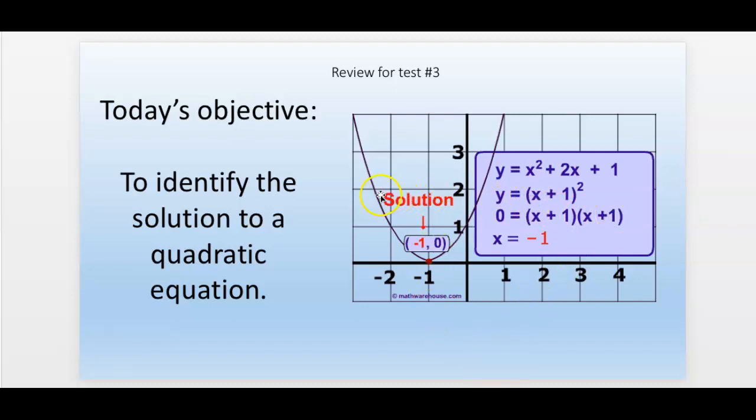Look at this one right here. It has only one solution. It just comes down and touches the x-axis in one place. Because it's a perfect square, x plus 1 squared. Okay, it has one solution, x equals -1. Because again, x plus 1 or x plus 1, it's the same thing. Either one of those must be 0. Okay?